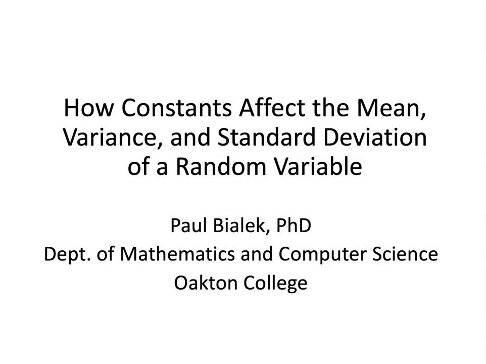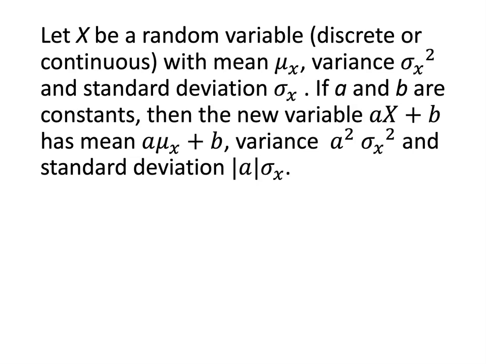Let's look at how constants affect the mean, variance, and standard deviation of a random variable. Let x be a random variable, either discrete or continuous, with mean mu sub x, variance sigma sub x squared, and standard deviation sigma sub x.